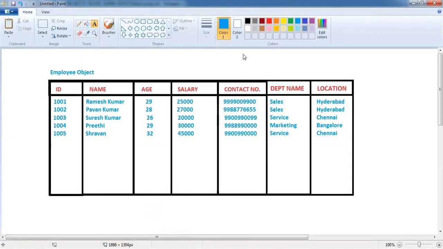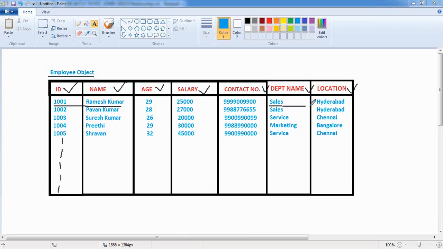Now this is my employee table where I have some set of columns like the employee ID column, name column, age, salary of the employee, his contact number, department name, and the location. So now these are the various columns available. All these 10,000 employees' information I'm storing inside this table, one by one. And then there is the first employee, some Ramesh Kumar.